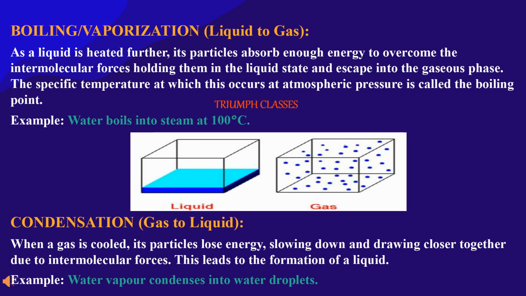Next, condensation. Conversion of gas into liquid. When a gas is cooled, its particles lose energy, slowing down and drawing closer together due to intermolecular forces. This leads to the formation of a liquid. For example, water vapor condenses into water droplets.